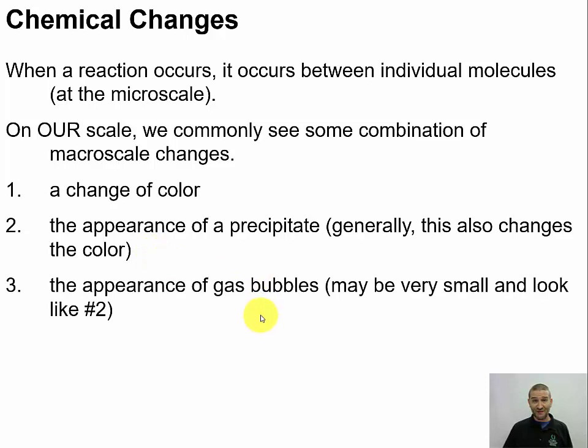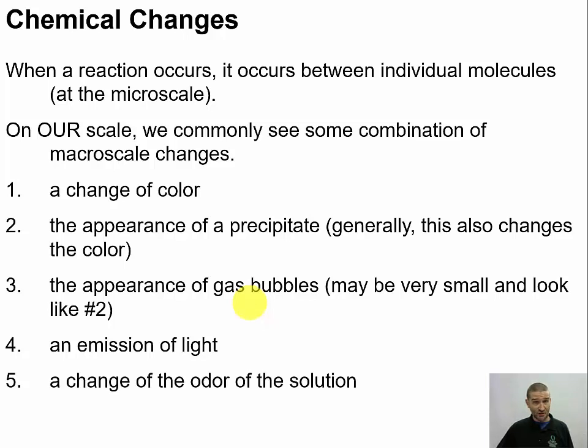We can also have the formation of gas bubbles, and they may be very tiny and they may look like a cloudy substance, kind of like a precipitate. Big difference is if you let it sit for a little while, the gas bubbles will eventually leave the solution, whereas the precipitate is just going to settle out as grit at the bottom of whatever you're doing your measurement in. But they can look very similar early on. Now, a fourth possibility might be the emission of light. An example of that would be setting something on fire, right? We could have a change in the odor of the solution, and we could have a change in temperature.